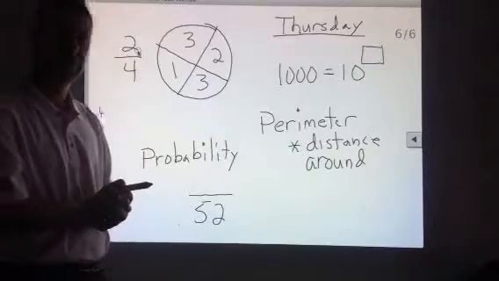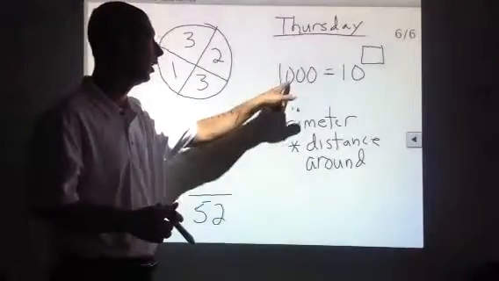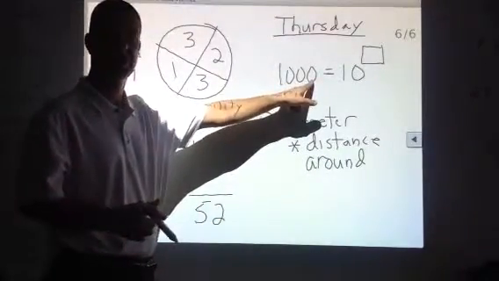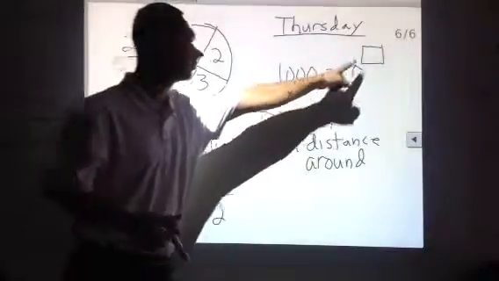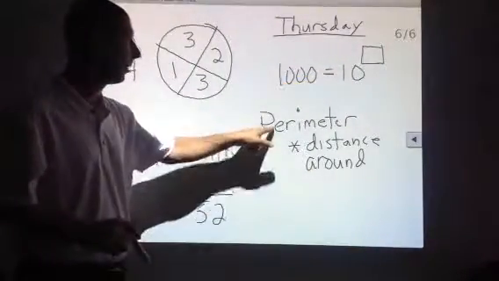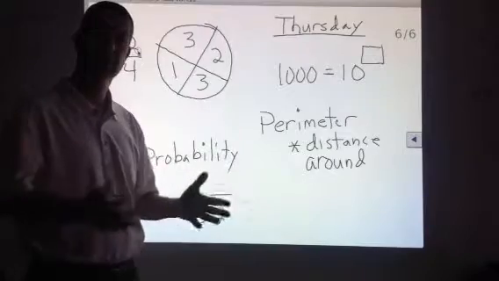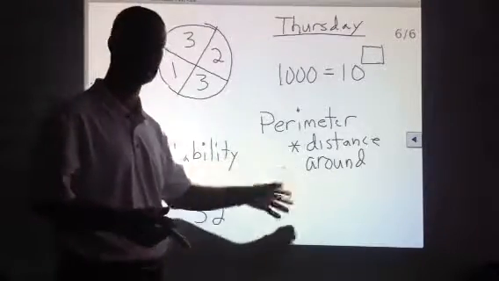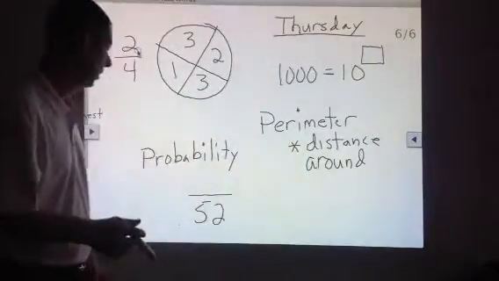On Thursday you got one where it's 1,000, and you got to write what it equals 10 to what power. Well, you can count your zeros here, and that's going to be your answer. That's what's going to go in here. Perimeter. Perimeter is the distance around something, so add up all your sides for perimeter.